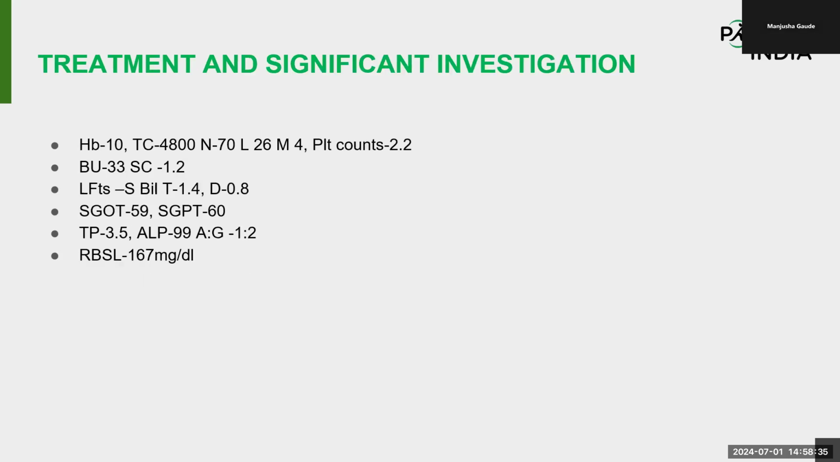Investigation: HB was 10, total counts were normal. RFTs: blood urea was 33, serum creatinine 1.2. LFTs were slightly raised: bilirubin total 1.4, direct 0.8, SGOT 59, SGPT 60, total protein was 3.5, ALP was 99, albumin globulin ratio was 1.2, RBS was 167.